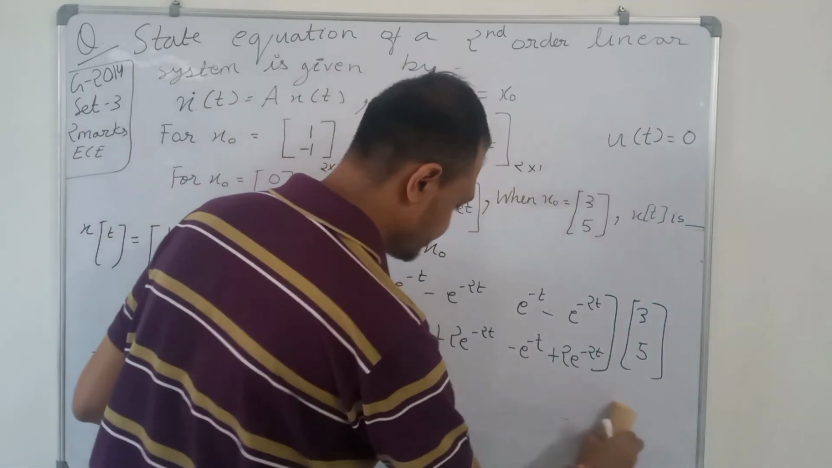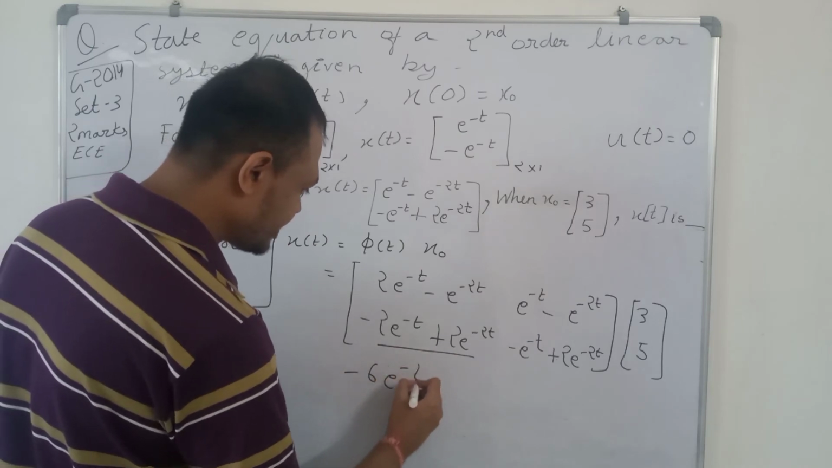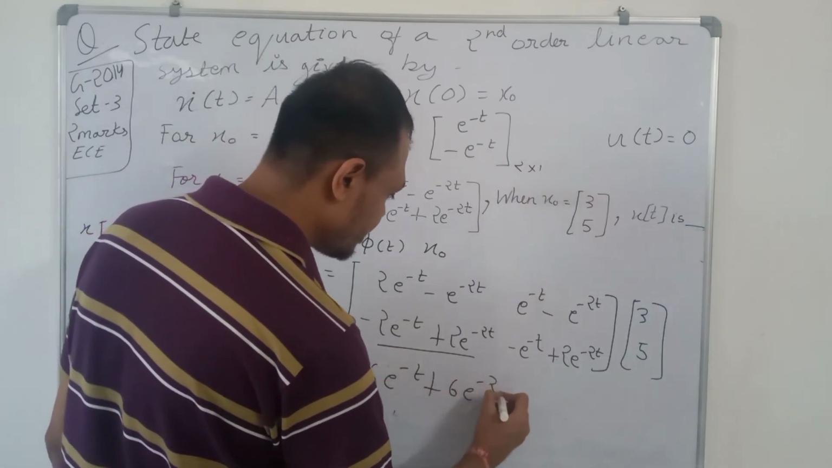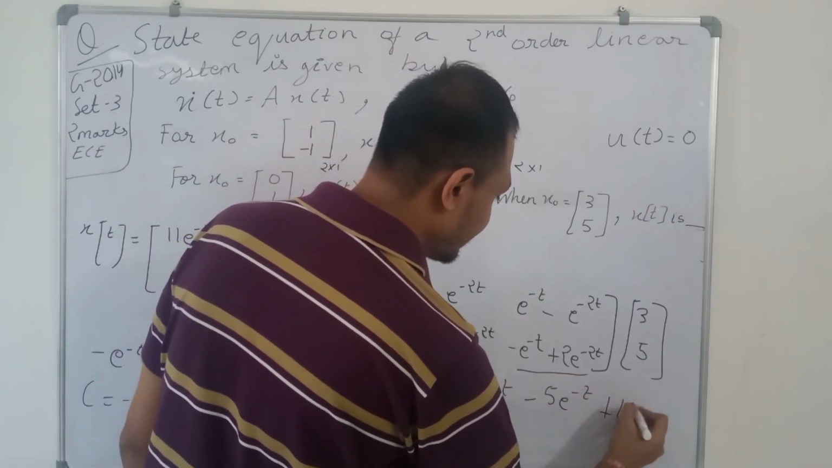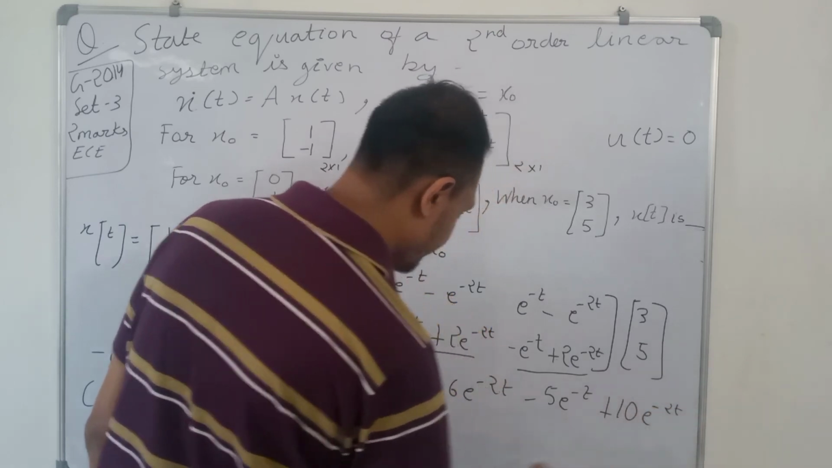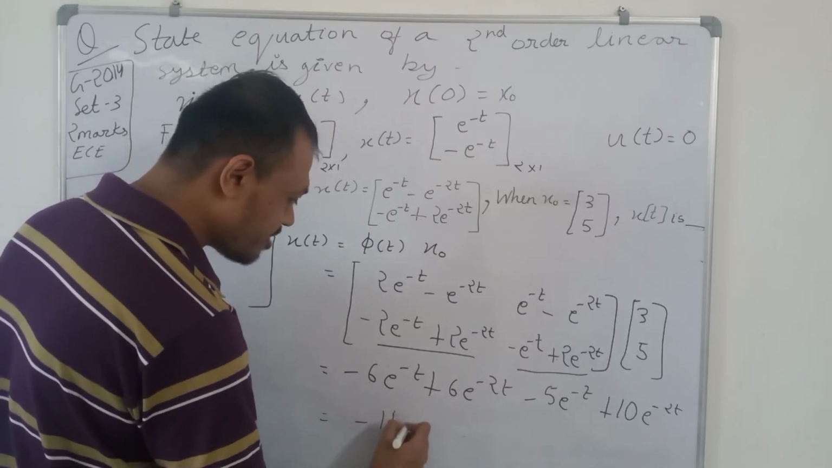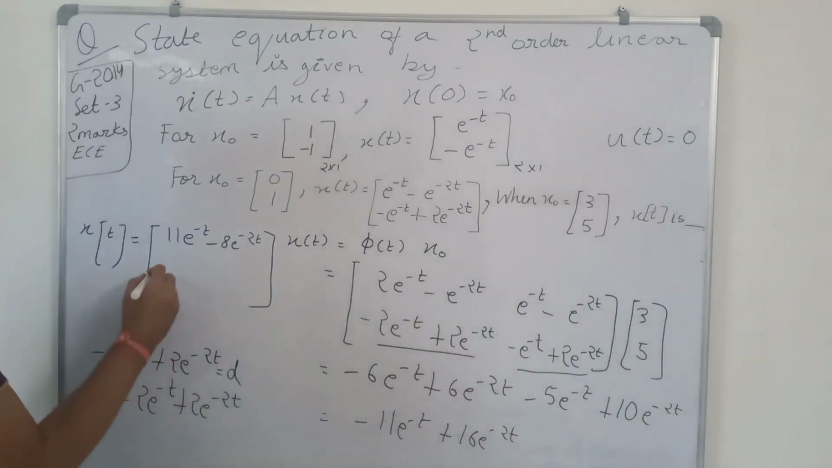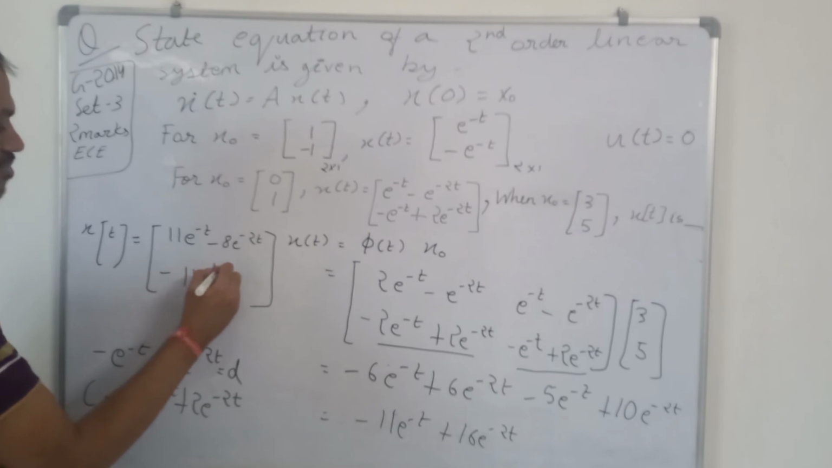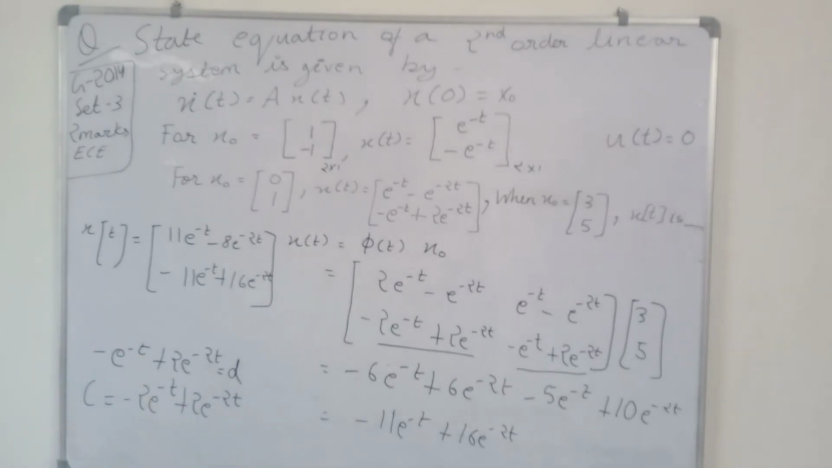So this will give, multiply c by 3: minus 6 e to the power minus t plus 6 e to the power minus 2t. And multiply d by 5: minus 5 e to the power minus t plus 10 e to the power minus 2t. So this will be equal to minus 11 e to the power minus t plus 16 e to the power minus 2t. So this is the correct value of x of t.